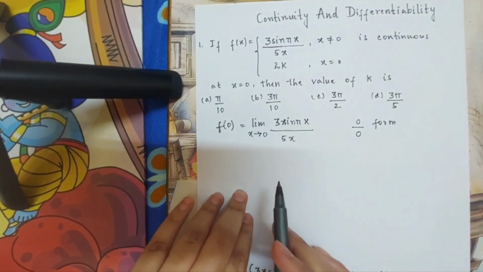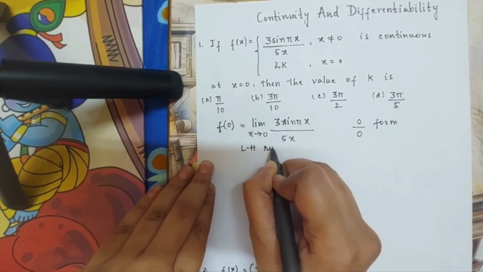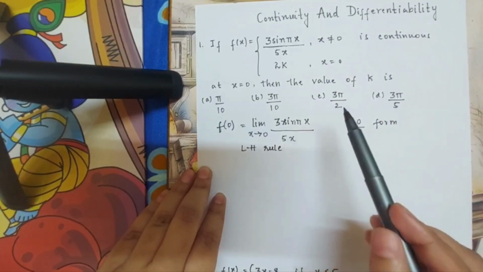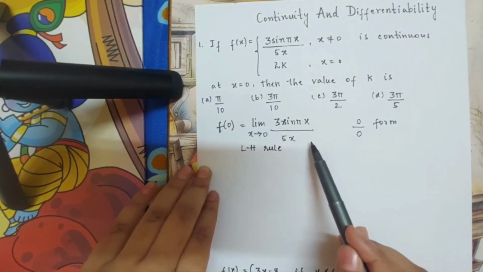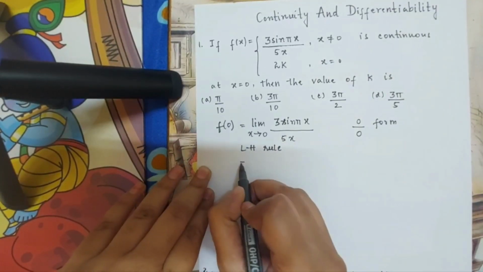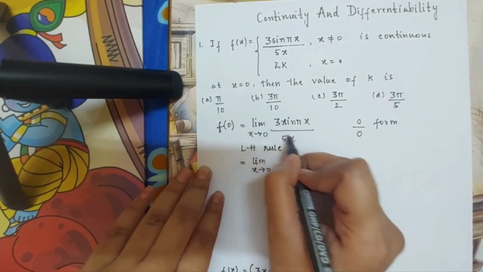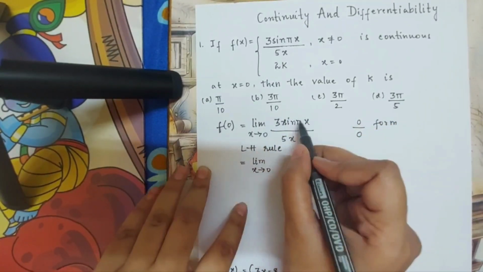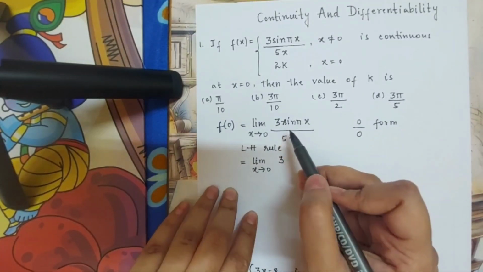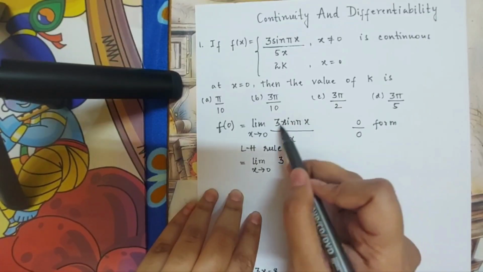So here what we do is, we will be applying L'Hospital's rule. What we do in L'Hospital's rule is, we will be differentiating the numerator and the denominator separately, and later we will be applying the limit. So here limit as x tends to 0. Once I differentiate this 3 sin pi x, I'll be getting 3. 3 will be taken as it is because 3 is a constant. Now we'll be differentiating sin pi x.